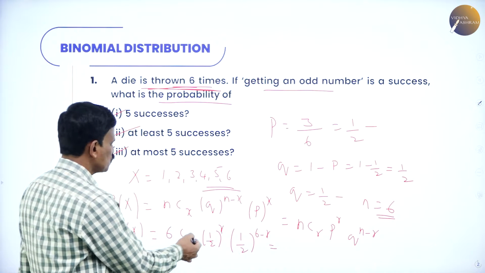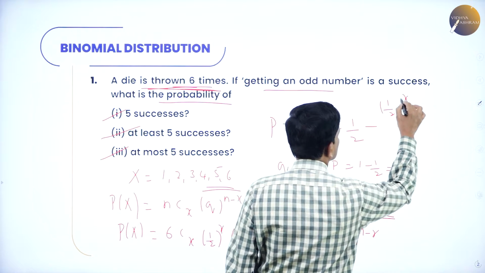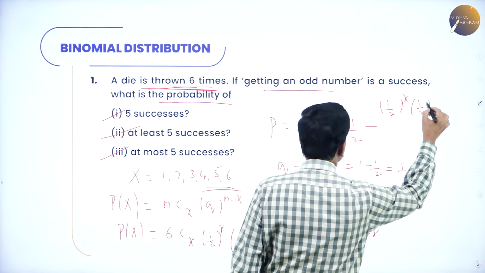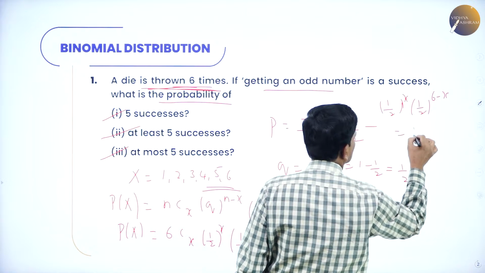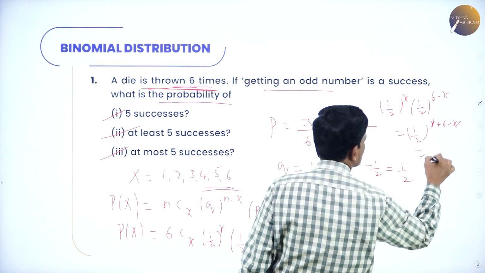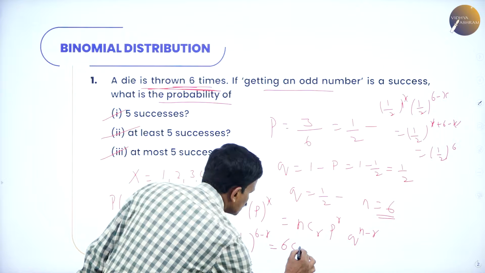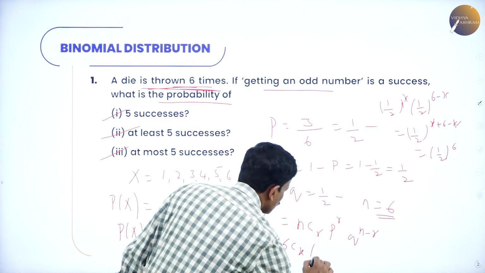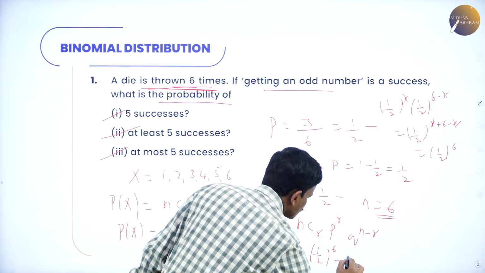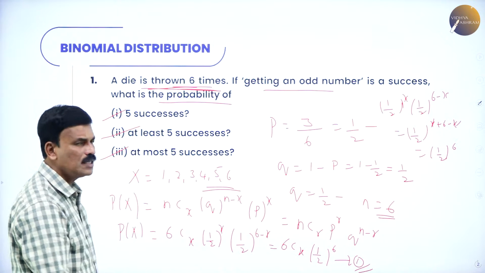Since 1 by 2 to the power of x into 1 by 2 to the power of 6 minus x can be written as 1 by 2 to the power of x plus 6 minus x, that is 1 by 2 power 6, this can be written as 6Cx into 1 by 2 to the power of 6. This is the general term for probability of x.